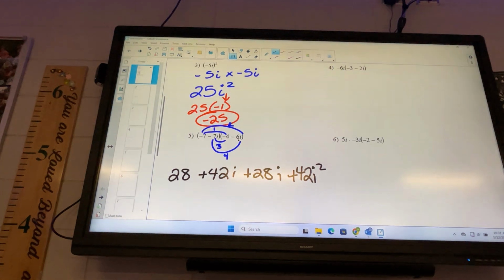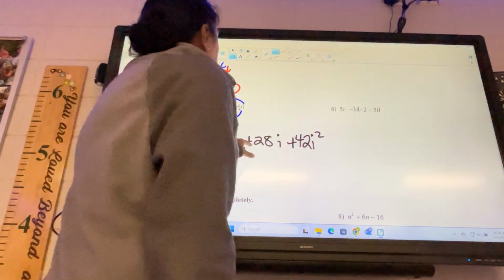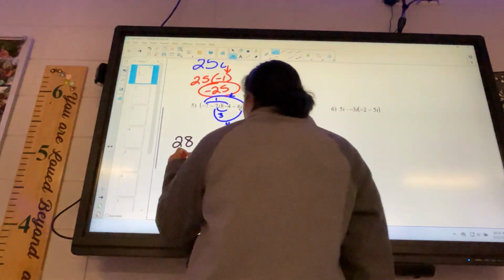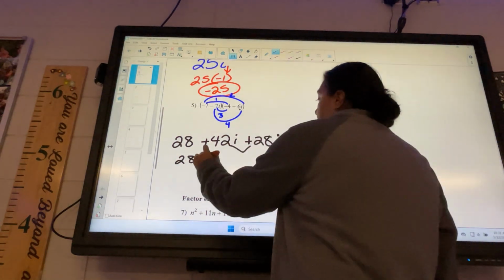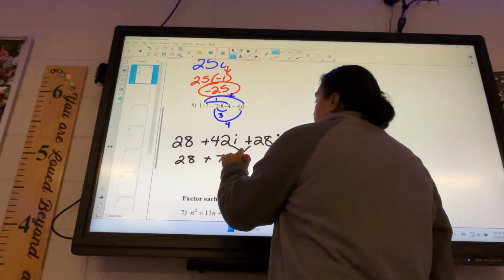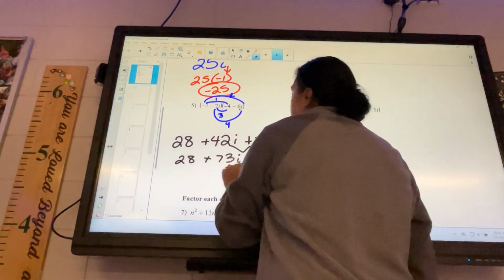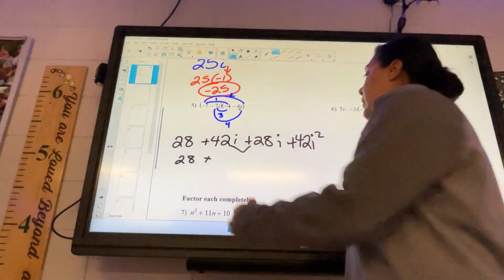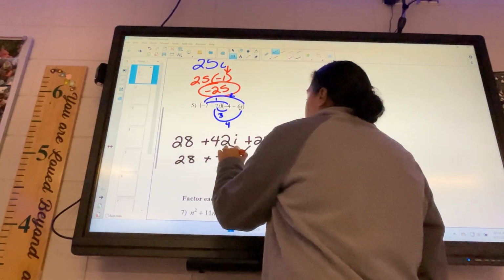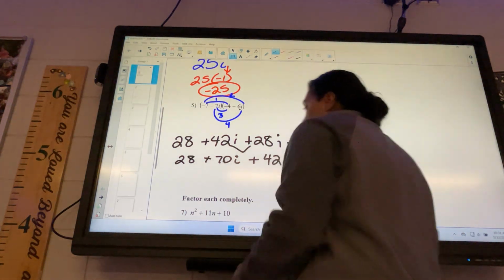Now if you're looking at this, who can get combined? 42 and 28. If you did it correctly, it should be the middle two. What is 42 plus 28? Use your calculator. It should be 70. Use your calculators, you guys are going to mess up today. It's 70. So we have 70i plus 42i squared.